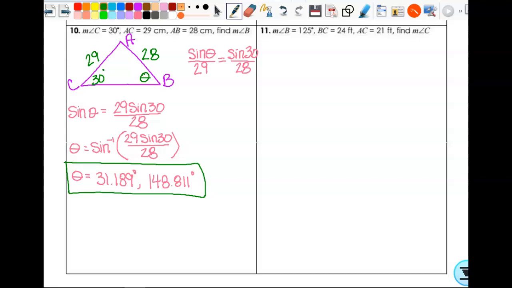All right, we're not going to do number 11. Just remember that you always have to check them both, because maybe even after you get two angles, neither one of them works. That's definitely a possibility. Okay? Any questions at all? Awesome.